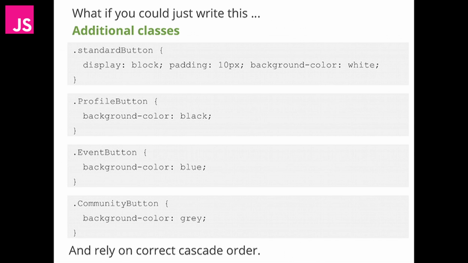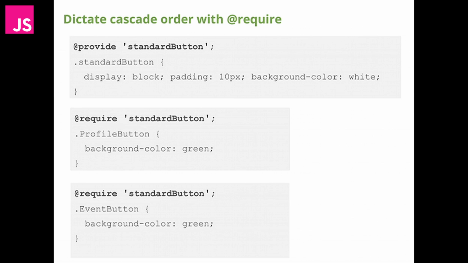So finally, one way to do this is simply add an additional class. Keep the standard button, and just add more context-specific selectors with the overrides. But here, now you have to rely on the correct CSS cascade order. This is, in fact, our preferred solution for what we do in Google+. And we let the framework order the cascade correctly using @require.